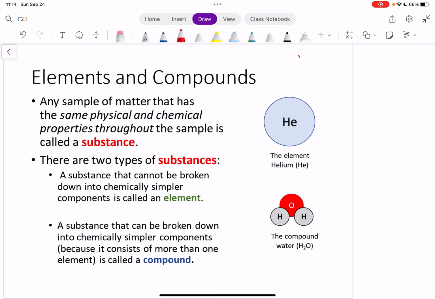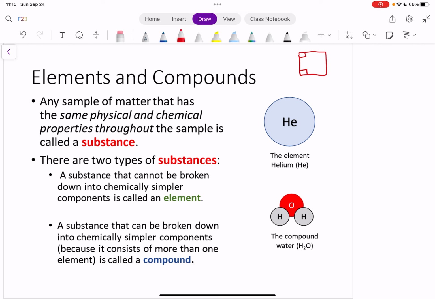So what does that mean? It means if you have a block of some kind of piece of matter, if I take a chunk of the block from over here and compare it to a chunk of the block from over here, you're going to find the same physical and chemical properties in each of those chunks. All right, so there are two different types of substances.